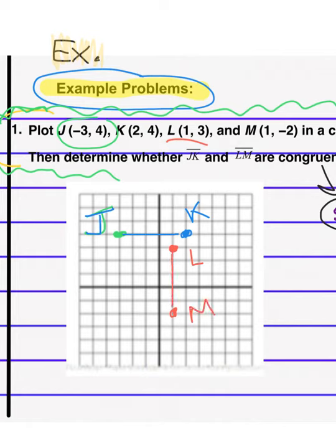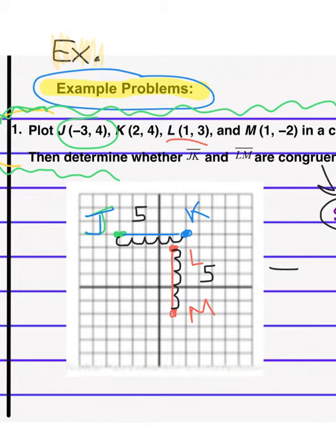So the good news about this problem, it's super straightforward. These are vertical and horizontal lines, so you don't have to do anything fancy, which we'll learn later in the unit. You can just count the distance. 1, 2, 3, 4, 5. 1, 2, 3, 4, 5. So these line segments are both 5 units long. So yes, they are congruent.